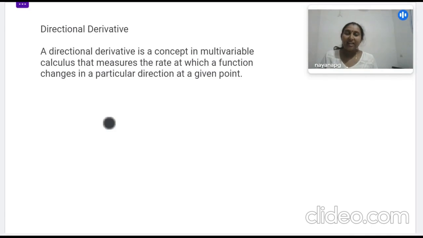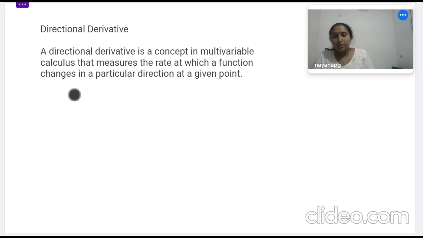Good morning, all. So today let's see the topic directional derivative. In the last class we learned about partial derivatives, and you all know about the concept of ordinary differential. So let's talk about directional derivative. Before that, let's review the topics of ordinary differential and the partial derivative concept.